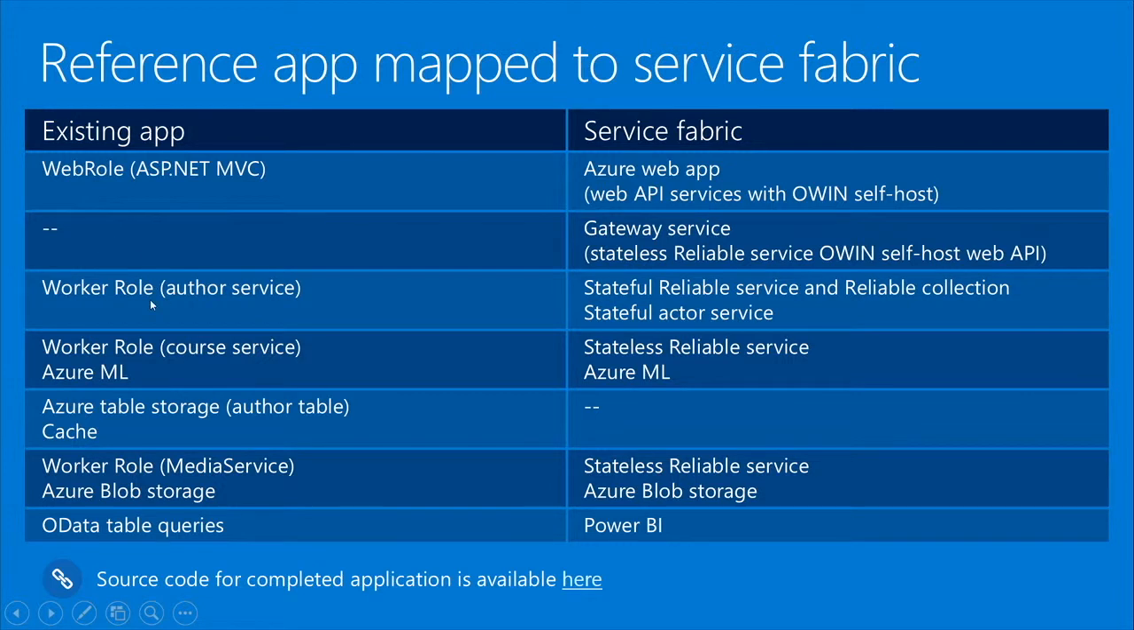My stateless author service, which was hosted in a worker role, got converted into a stateful author service and a reliable dictionary. My course service, which was dependent on Azure ML, got converted into a stateless reliable service and continues to depend on Azure ML. The table storage and the cache go away because that state has now been migrated into Service Fabric. The media service is also a stateless service, and we continued to host the media inside Azure Blob Storage.